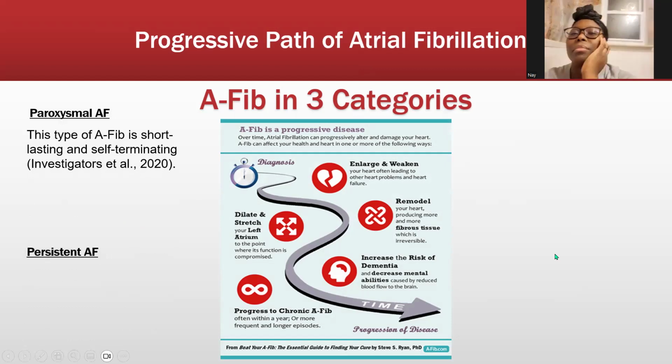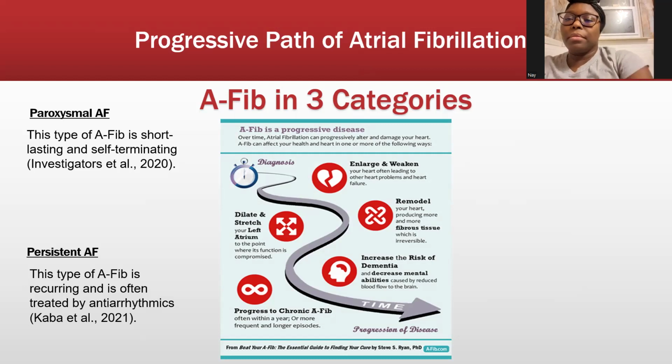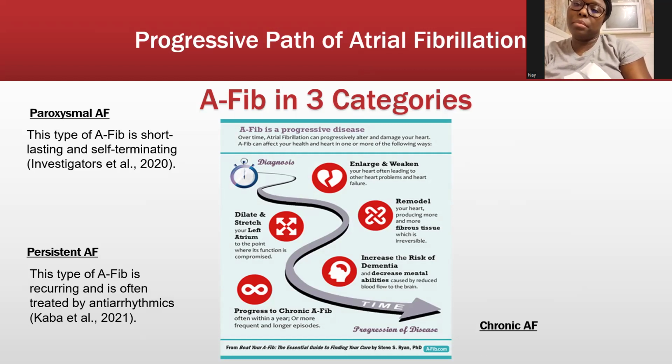Then there's persistent AFib. And with persistent AFib, this is a recurrent AFib, and it's often treated by antiarrhythmics. So you may have people who are on things like Cardizem. They may be on things like beta blockers, things to help control the rhythm of the heart. These particular patients, if they don't happen to get their persistent AFib under control, then they can go into the third category, which is known as chronic AFib.